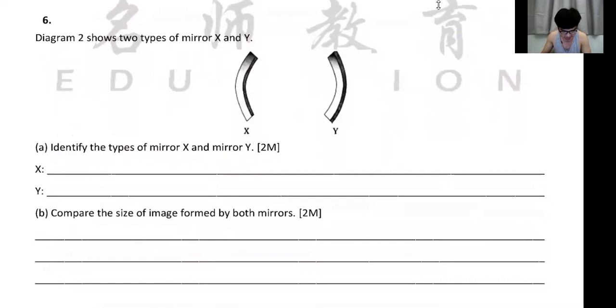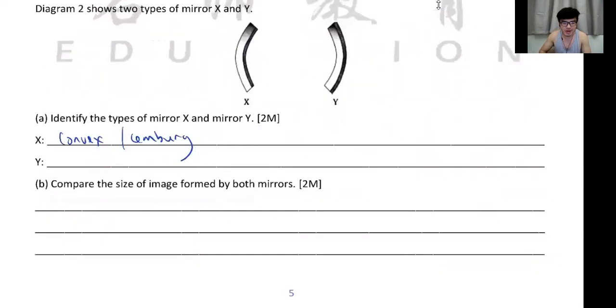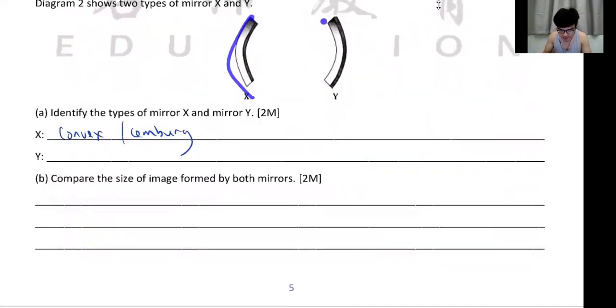Okay, next, number 6, shows two types of mirror, X and Y. Take a look at the black part. The black part is the back part of the mirror. That means this is a convex, jembung. Going out, jembung, boom. It's like a stomach, boom. You have a big tummy. So this one going in is called concave. Like I said, cave because it's going in. Cave, you go into a cave. So this is cekung.